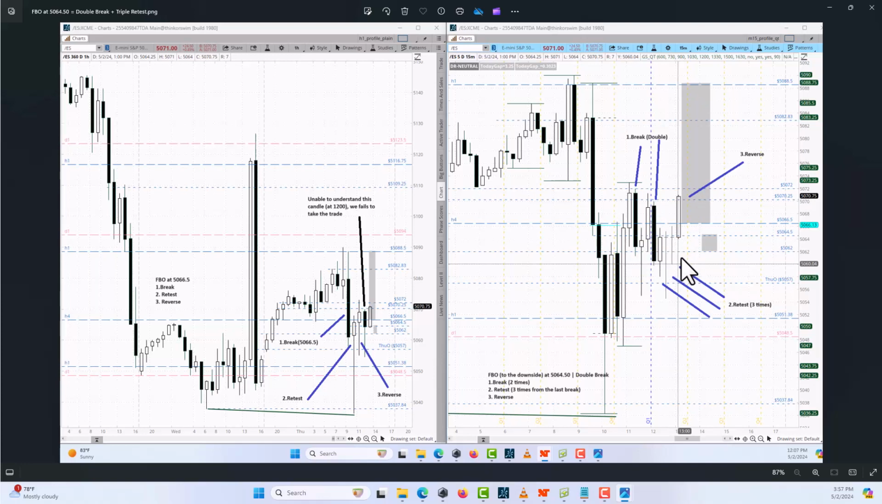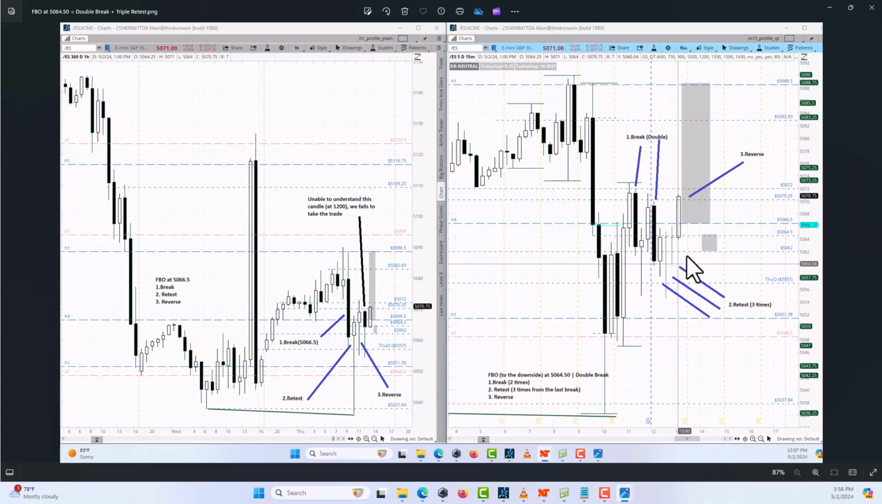However, if we look at the level 5064, it's a long setup because it breaks and then what happened? It retests 1, 2, 3 times. So it's 3 times right there. So that's the reason why we name this setup a double break, triple retest, 3 times. Double break right here. So now we know how to play the setup. We now know that not only one break but 2 breaks is much better. It gives a lot of momentum to break around this area, and it worked out beautifully right there.